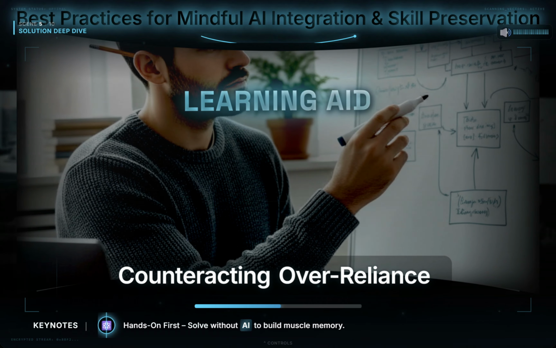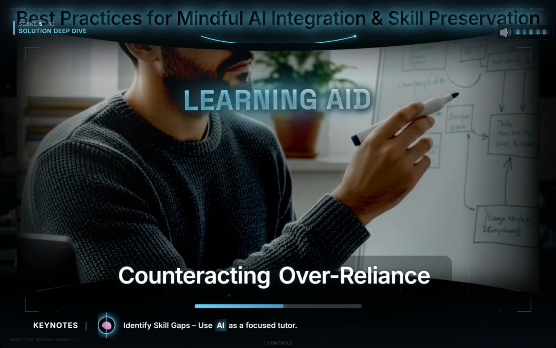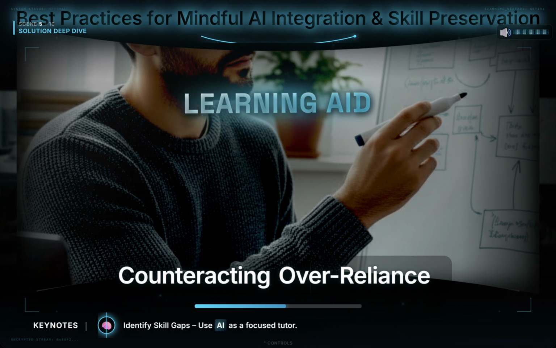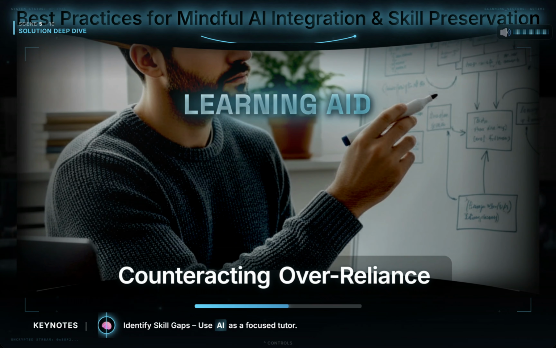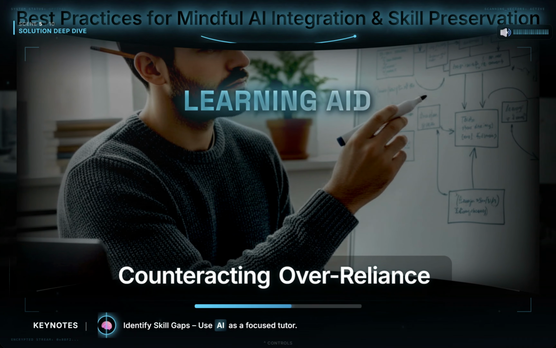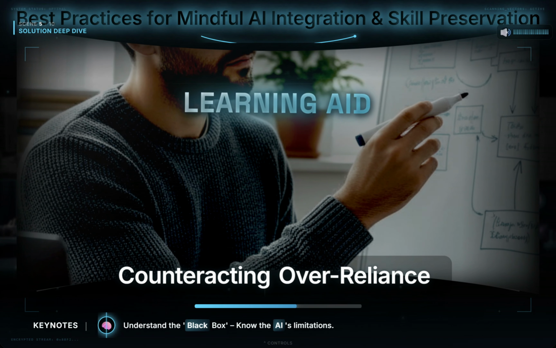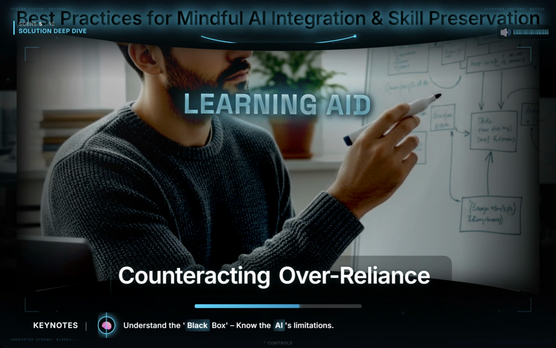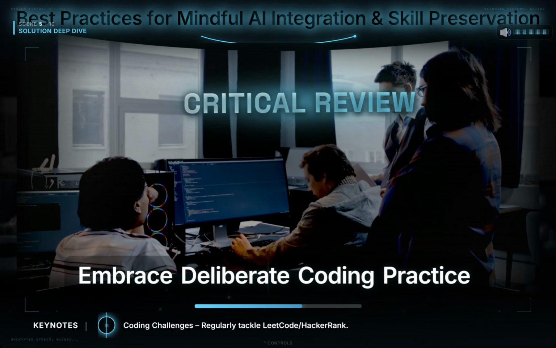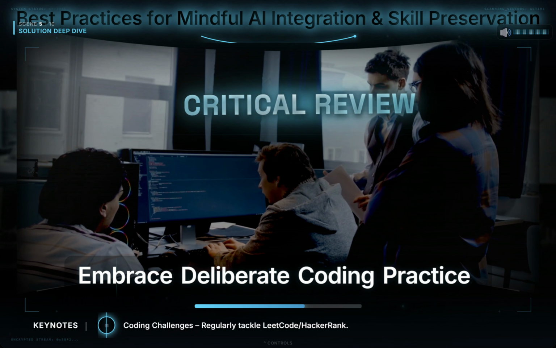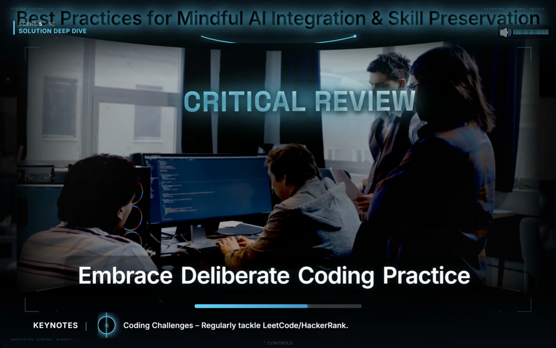Now, avoiding over-reliance is paramount. It's easy to fall into the autopilot trap, letting AI handle repetitive tasks without truly understanding the underlying logic. That's how coding muscle memory degrades. Challenge yourself. Sometimes, deliberately solve a problem without AI assistance first. Identify your skill gaps, and then bring the AI in as a tutor, not just a copier.